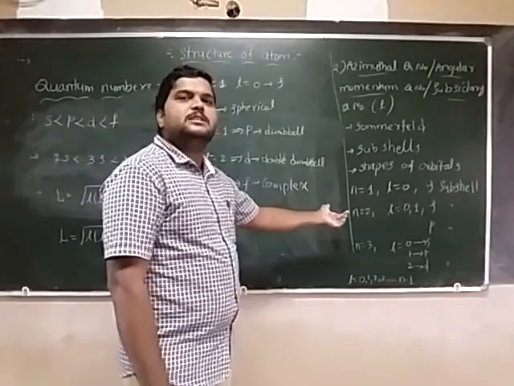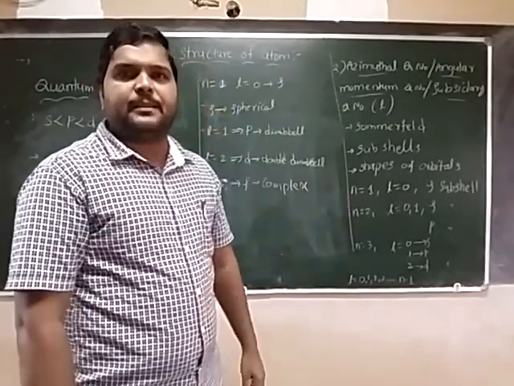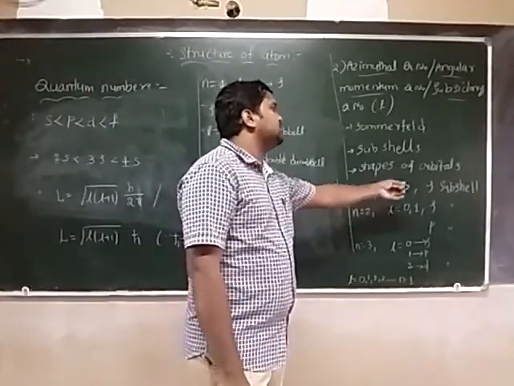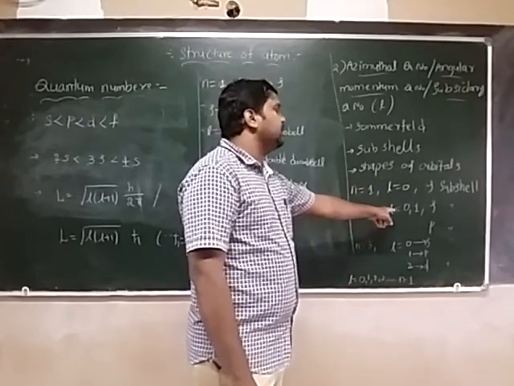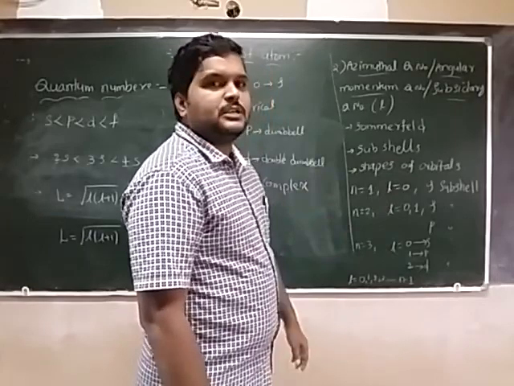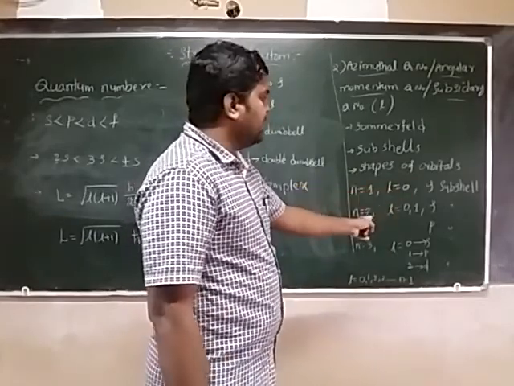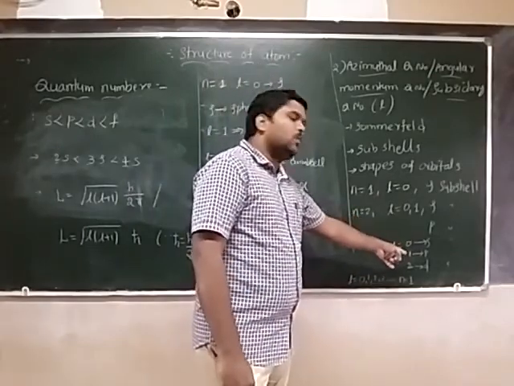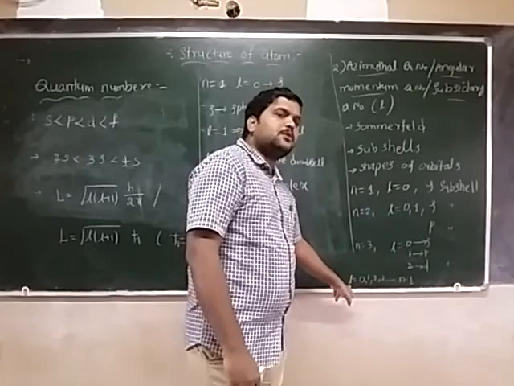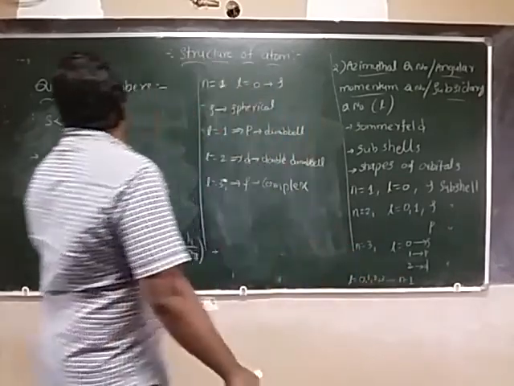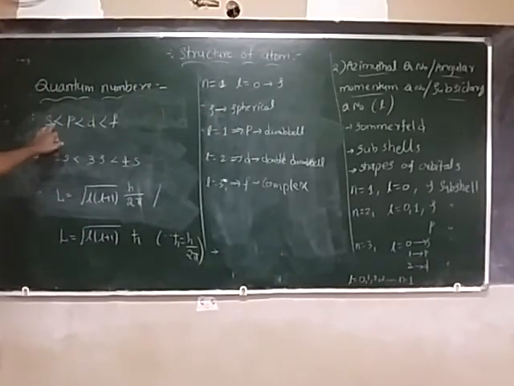The values depend upon the principal quantum number. N is equal to 1, l is equal to 0, S subshell. N is equal to 2, l is equal to 0 and 1: l is equal to 0, S; l is equal to 1, P subshell. If n is equal to 3, l is equal to 0, S; 1, P; 2, D. The values of l are 0, 1, 2, 3 and so on, up to n minus 1. And the energy of the orbital S is less than P, less than D, less than F.